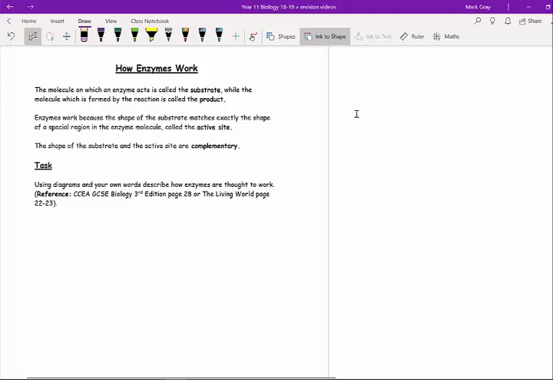Now, again, I'm going to keep this really straightforward. The molecule on which an enzyme acts is called a substrate, while the molecule which is formed by the reaction is called a product. So basically, we start with substrates. They get built up or broken down into products. And it is the enzyme that carries out that reaction.